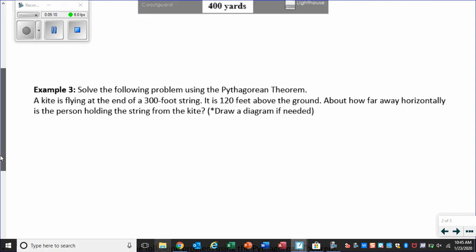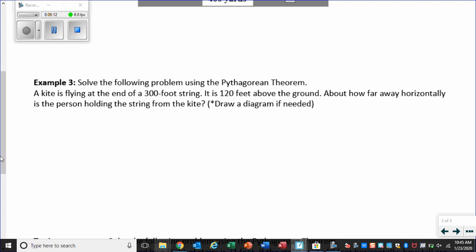Example 3. We're still going to use the Pythagorean theorem. The only difference is they did not give me a picture this time, so I have to read very carefully. A kite is flying at the end of a 300-foot string. It is 120 feet above the ground. How far away horizontally is the person holding the string from the kite? Draw a diagram if needed.